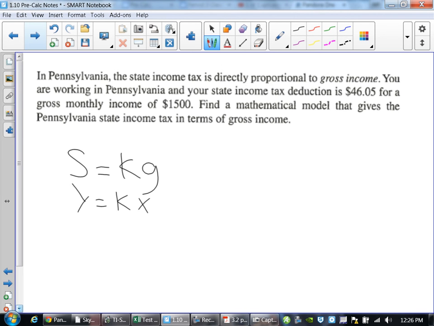You are working in Pennsylvania and your income tax deduction is $46.05 for a gross monthly income of $1,500. Write a mathematical model that gives Pennsylvania state income tax in terms of gross income. Basically, that means state income tax is directly proportional to gross income. Well, 46.05 is some constant times 1500. That's it. How do you solve for K?